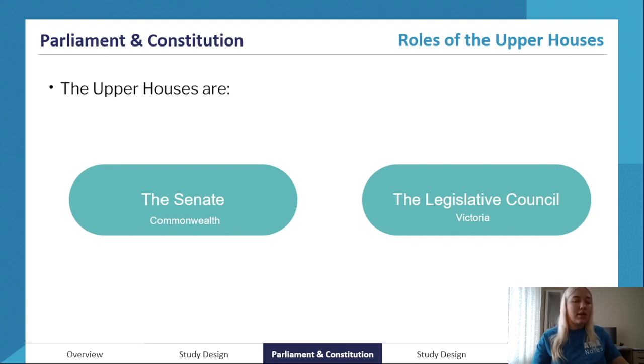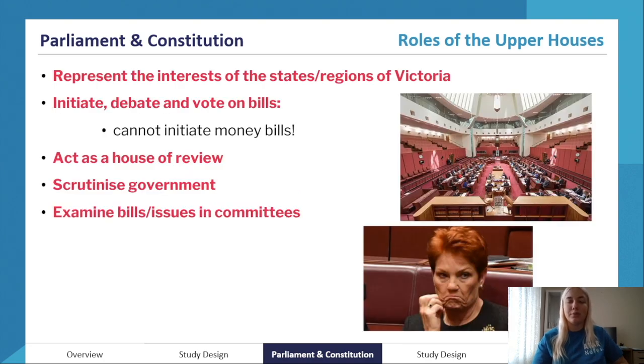So this is the Senate at Commonwealth level, and this is the Legislative Council at Victorian level. So, the roles of the upper houses.